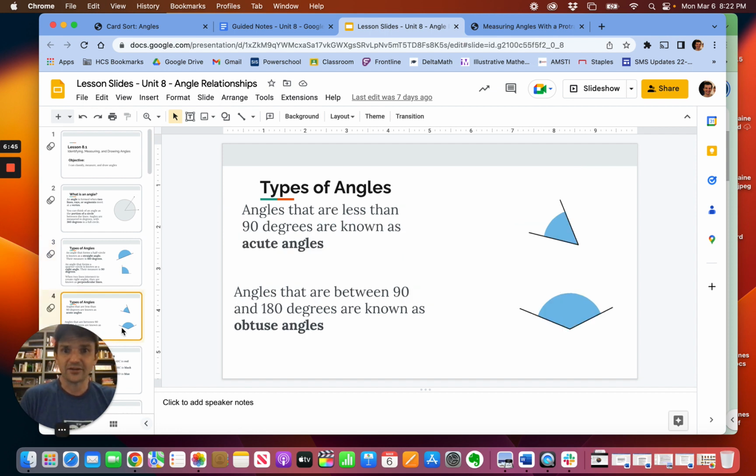And then we talked about, let's see, acute angles and obtuse angles, right? And I'm defining them in terms of their degree measures, right? Less than 90 degrees, or between 90 and 180 degrees.